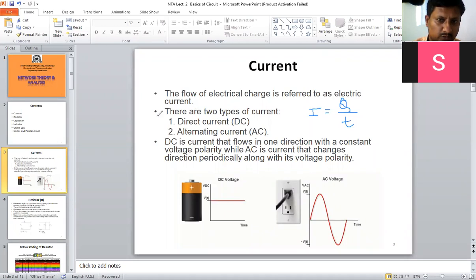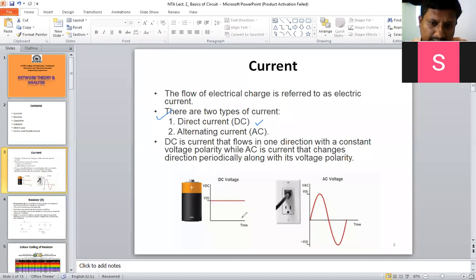Next, there are two types of current, AC current and DC current. DC current means the current due to DC sources. The DC source may be a voltage source, a current source, or a battery or cell. Whatever current we get due to those sources is called direct current.